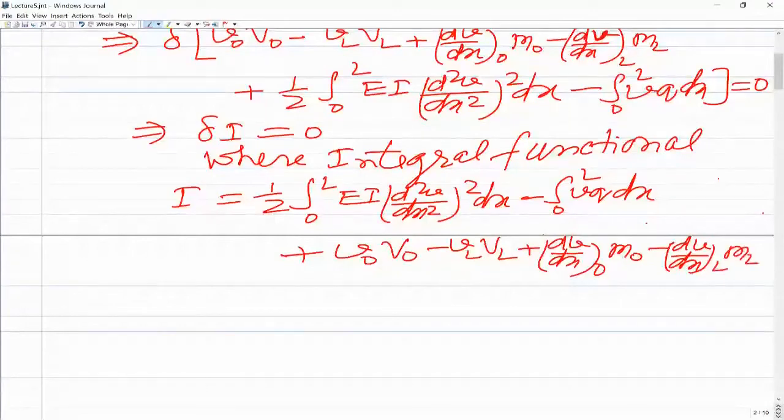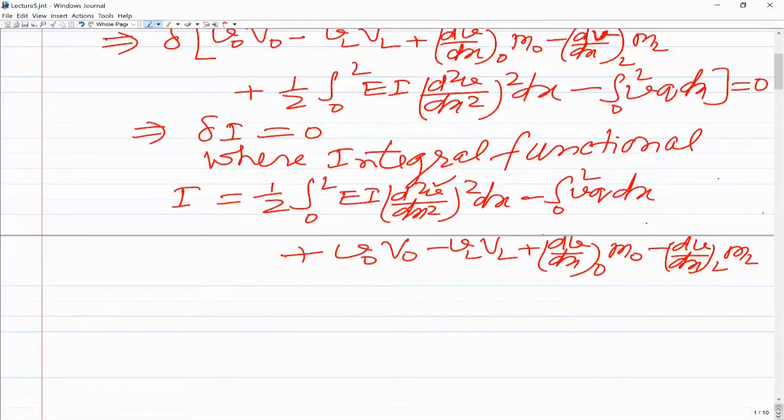And why is it integral? Because it involves integration and functional. The functional means a function of function. If you see here, v is a function of x, because v is going to vary along the length of the beam, and then this I is a function of v and its derivative, so it's a kind of function of functions. That is why it is known as a functional, so we call it an integral functional.